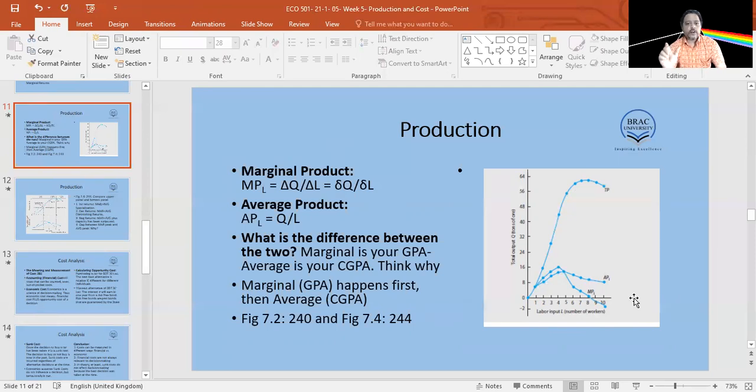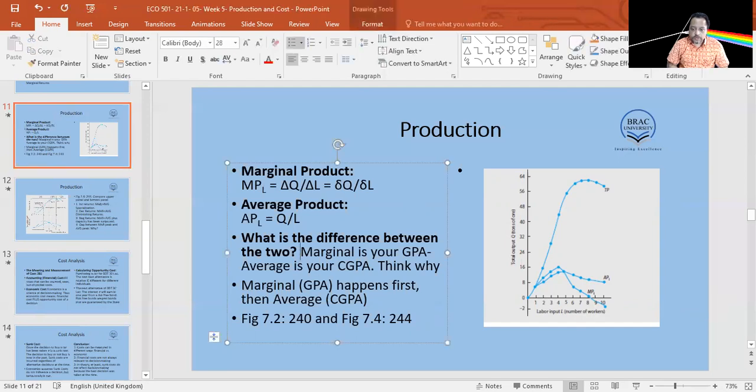Now, what is the difference between marginal product and average product, or marginal output and average output? Marginal product, the analogy is your GPA in a particular semester. So how productive are you between unit number 2 and unit number 3? Whatever your level of productivity is between unit 2 and unit 3, that means the third unit, that will influence your average output. So we come back again: marginal is your GPA, and average is your CGPA. So when marginal increases, average must increase. When GPA increases, CGPA must increase.